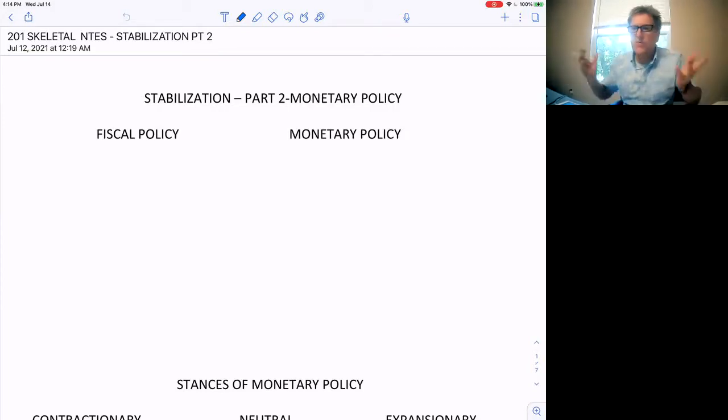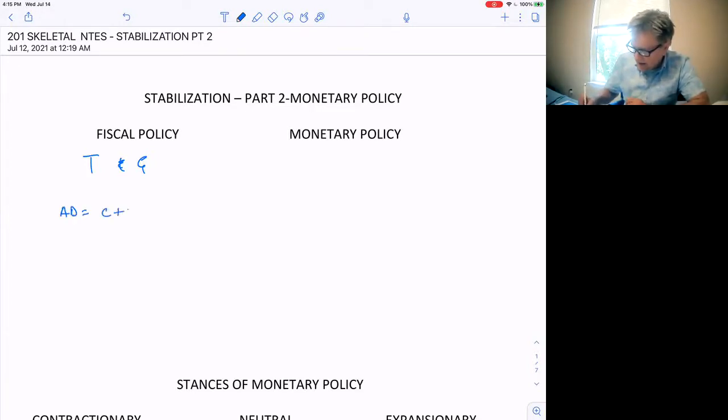So just a quick review, fiscal policy is from changing government spending and taxes, done by the politicians, Congress and the president. And it works because aggregate demand is C plus I plus G plus exports minus imports. By changing G and T, that will change the components of aggregate demand, consumption and government spending, and change aggregate demand. Monetary policy is changing the money supply.